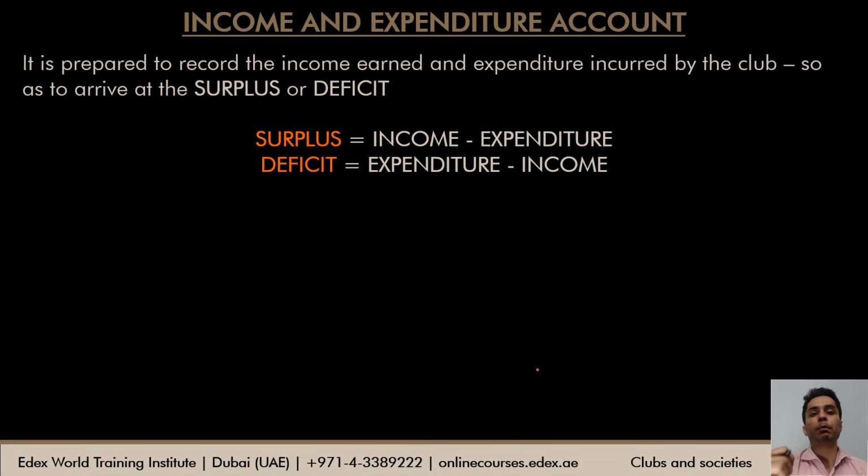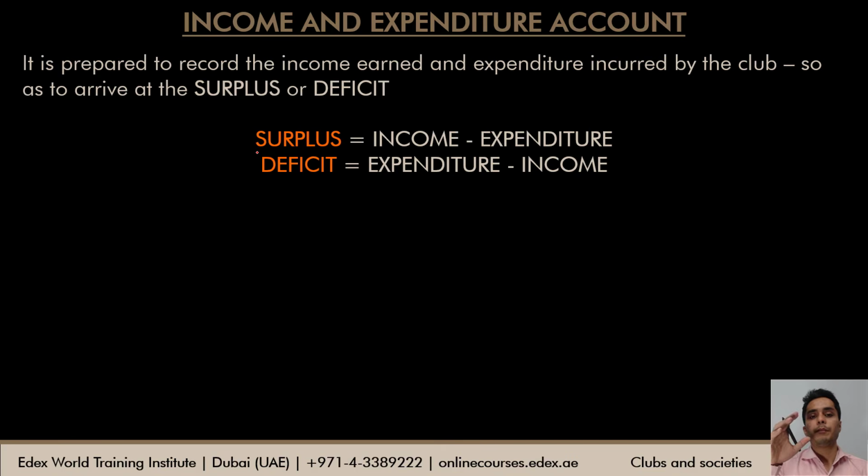So one very important difference between the receipt and payment account and the income and expenditure account is that the receipt and payment account was prepared on a cash basis, but the income and expenditure account is prepared on an accrual basis. You do not see the actual receipt or payment of cash, but you see how much income has been earned and expenditure has been accrued during the period. And once we record all the income and expenditure for the period, we can then arrive at the surplus or deficit for the period. If the income is greater than expenditure, it's a surplus. If the expenditure is greater than income, it's a deficit.